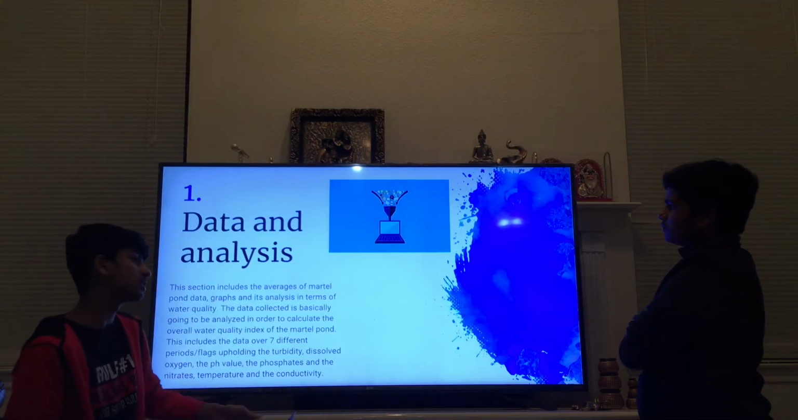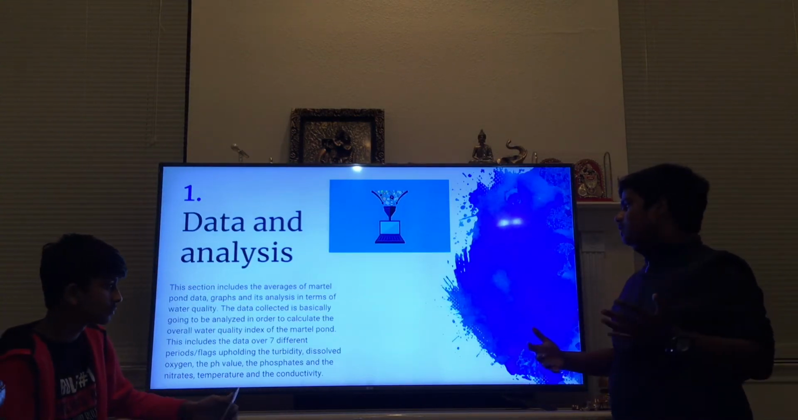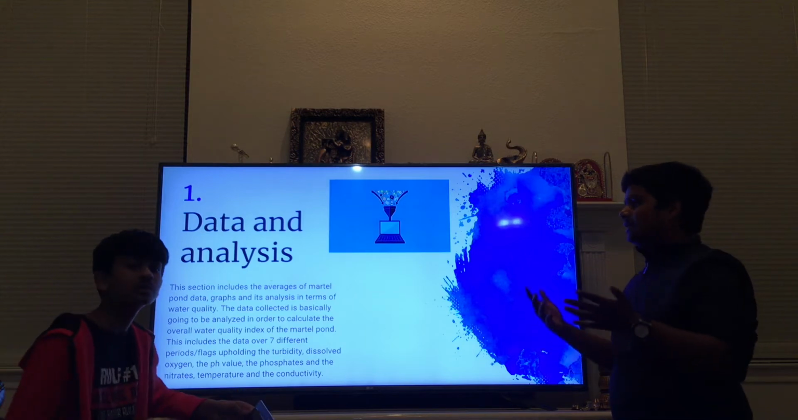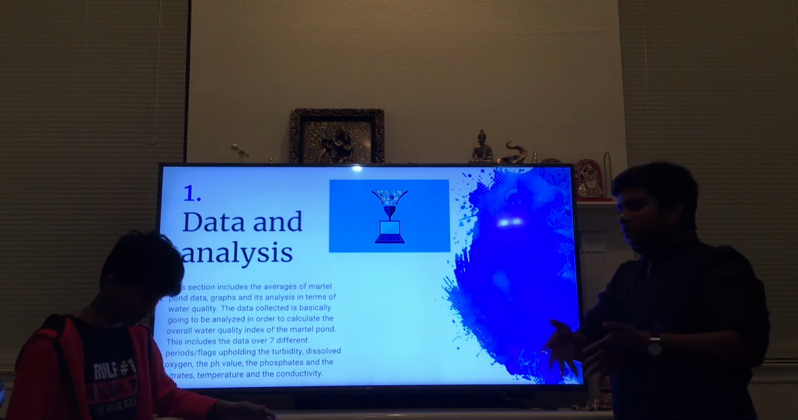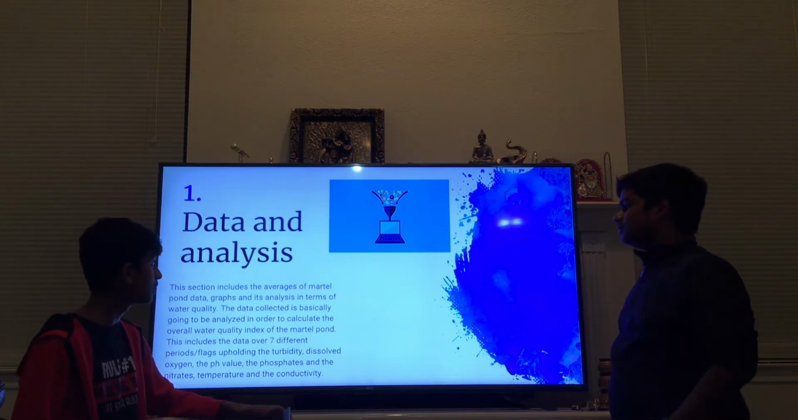Here's our data and analysis. So this section includes the averages of the Martel pond data, the graphs, and its analysis. It also considers some terms to be explained, as well as the order, as well as the process with which it basically upheld the 7 different periods data of the Martel pond.